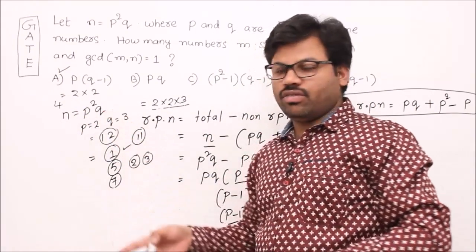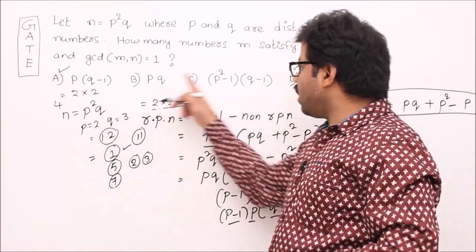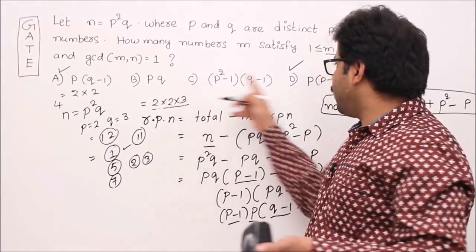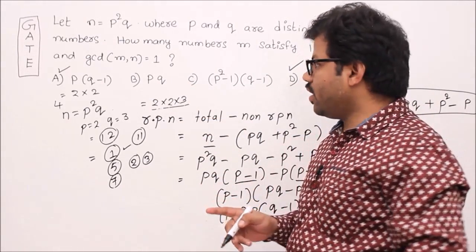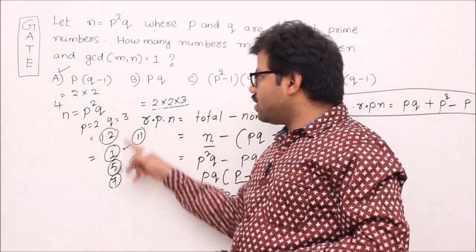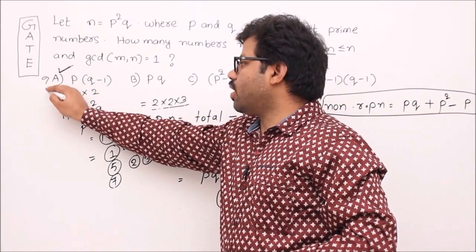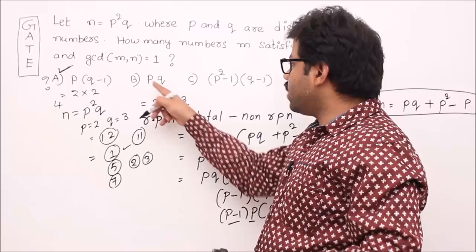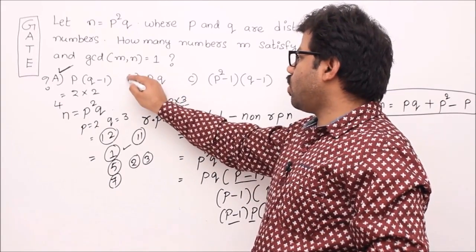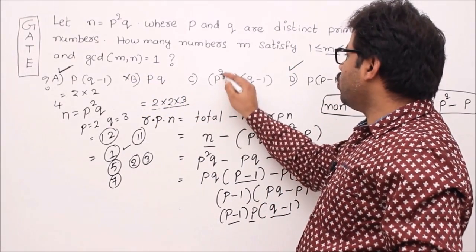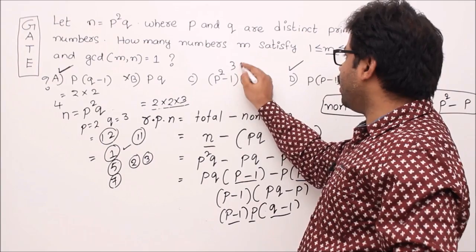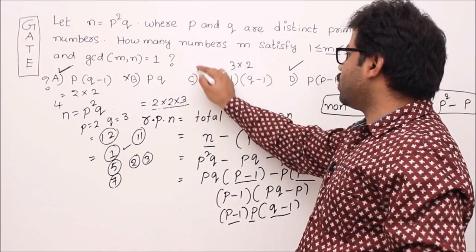It is an equal value, but don't tick it because the other options might satisfy. We know that D is the correct answer, right? That's why, whenever an answer matches, just don't tick it finally, keep a question mark. Now go to the second option, 2 into 3, 6, wrong option. This one, 2 square is 4, 4 minus 1 is 3, into q minus 1 is 2, 3 to the 6, wrong option.